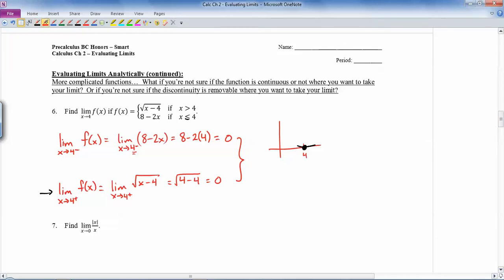So since the left-hand and right-hand limits are equal to 0, we can say that the limit as x goes to 4 of f of x also equals 0. Notice it doesn't really matter what happens at 4. It turns out there could just be a hole right there, and that would be fine too. Okay, let's look at 7.